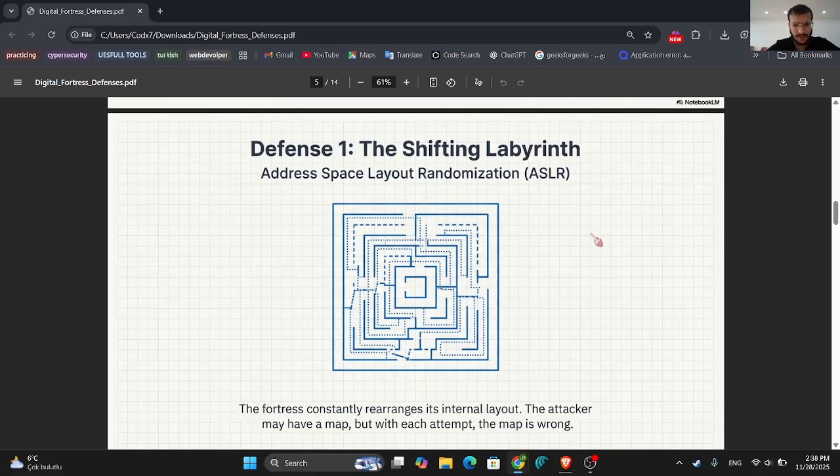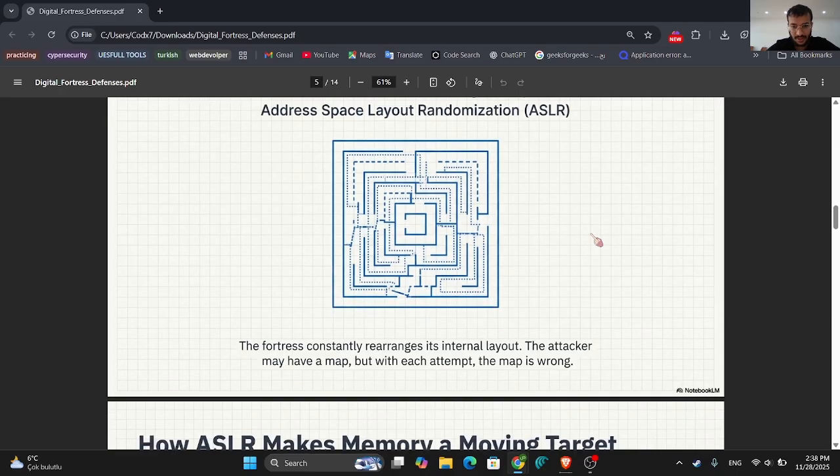Think of it this way. Imagine a fortress constantly rearranging its internal layout. An attacker might have a map showing where everything is located, but with each attempt, the map becomes obsolete because the layout has changed. How does ASLR work?